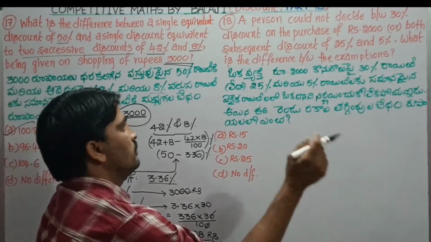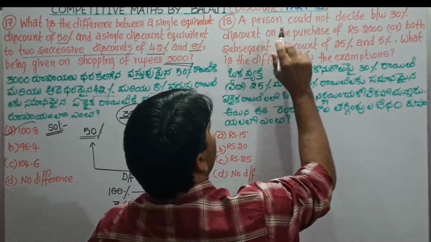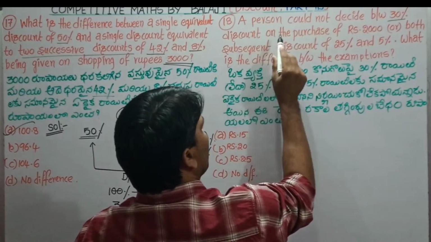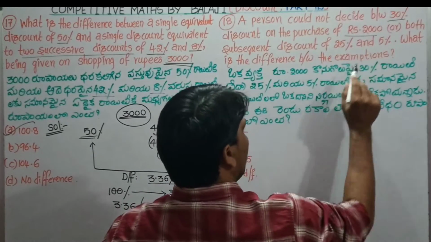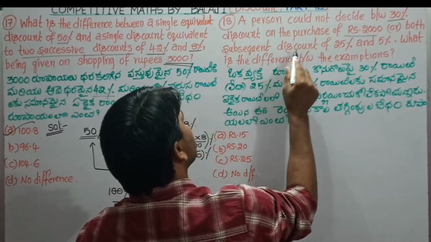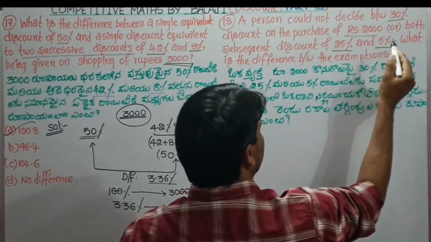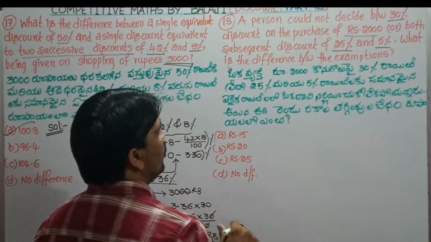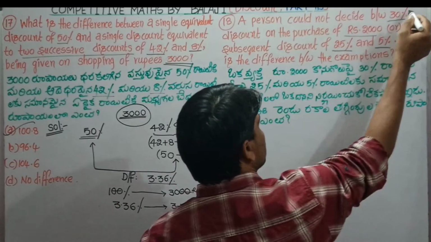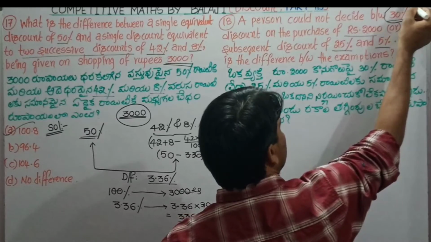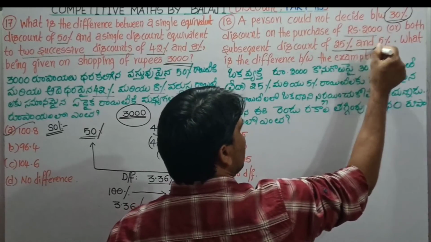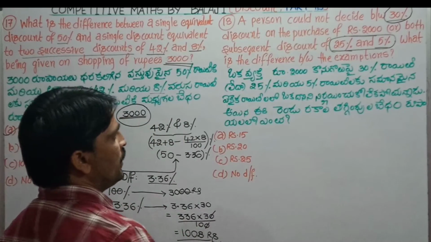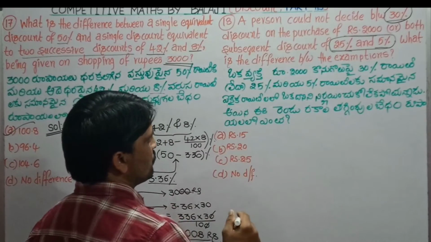Same model question. 18th one. A person could not decide between 30% discount on the purchase of rupees 2000 or both subsequent discounts of 25% and 5%. What is the difference between the exemptions? So here we have two types of exemptions on purchasing of 2000 rupees, that is 30% and single equivalent discount of these two successive discounts. We have to find difference between these two exemptions.